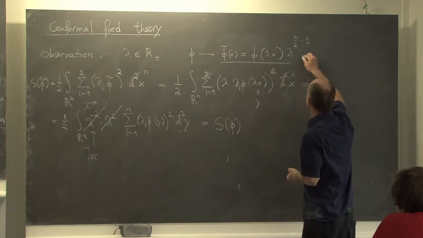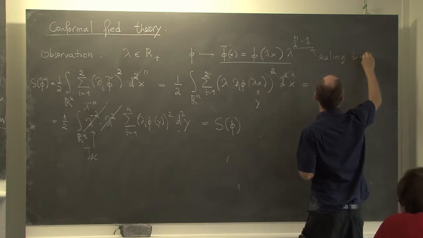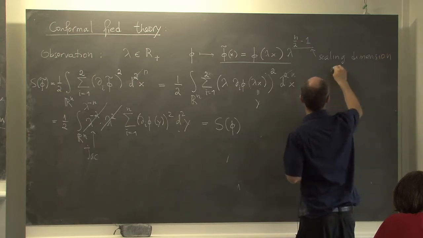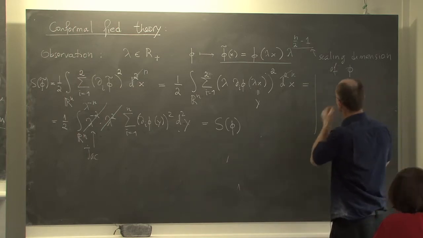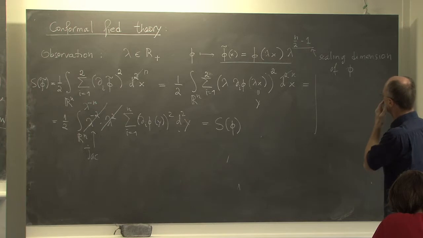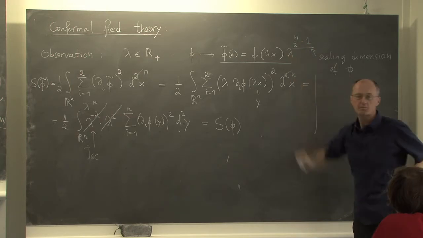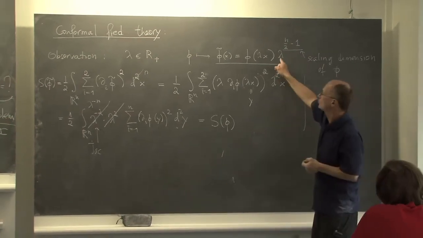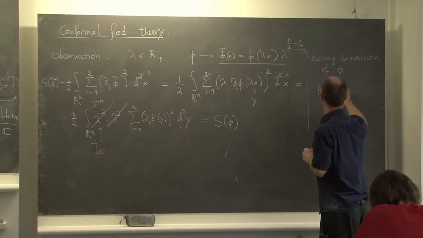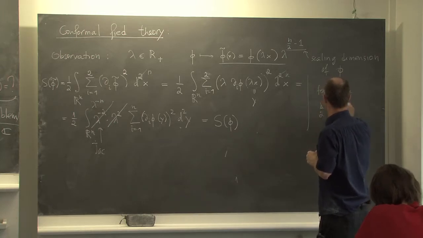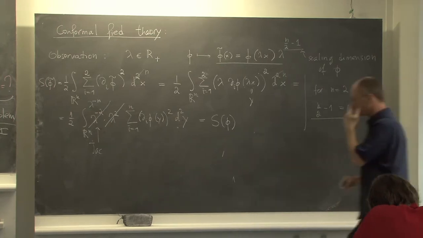This is called the scaling dimension of phi. I think the notation would not be very good, but okay. And notice that exactly when n equals 2, the scaling dimension vanishes. So we don't need to introduce any extra factors to preserve the action. For n equal to 2, n over 2 minus 1 is exactly 0. So the scaling dimension vanishes.